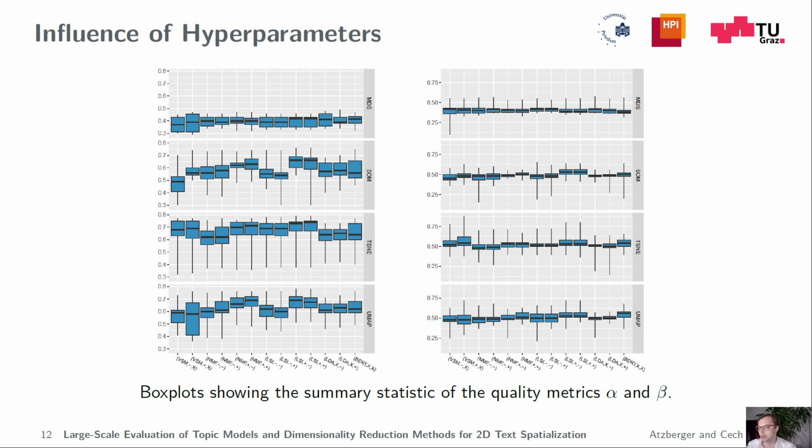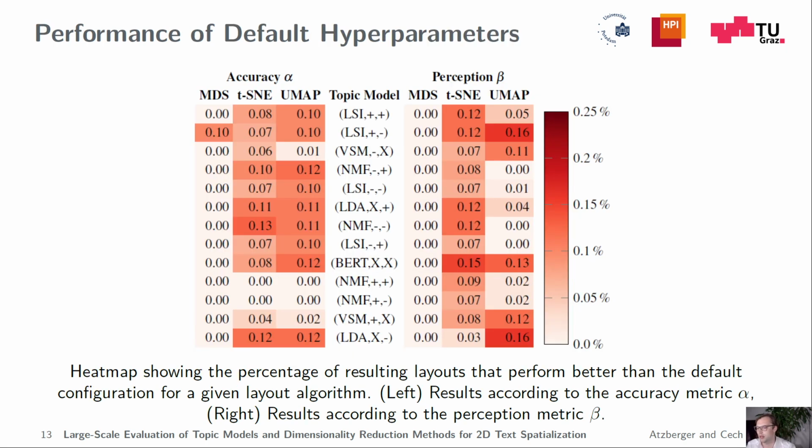The 2 box plots reveal that, indeed, the value range for alpha and beta is quite large. However, again, t-SNE seems superior to the others, as the best 75% lie very close to the optimum. Another very important question for most practitioners is how well the default parameters perform. The heat map shows the percentage of layouts that perform better than the default configuration. In any case, the default parameters already outperform 84% of all layouts, which is pretty impressive.